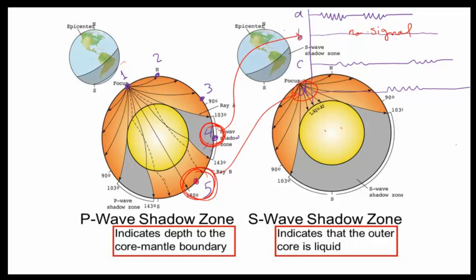What about 2 and 3? Station 2 and station 3 feel P and S. They will sense P and S waves. I have two charts here, A and C. Which one is A and which one is C? 2 will be A and 3 will be C. Why? Look at the lag time. Which one has more lag time?